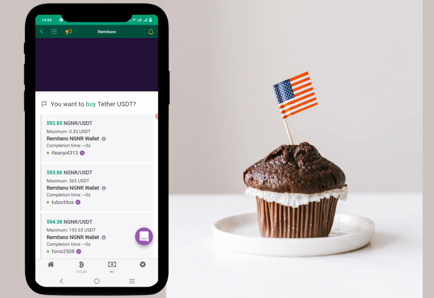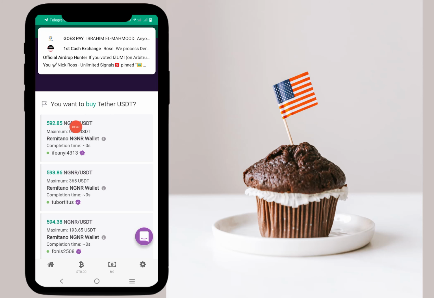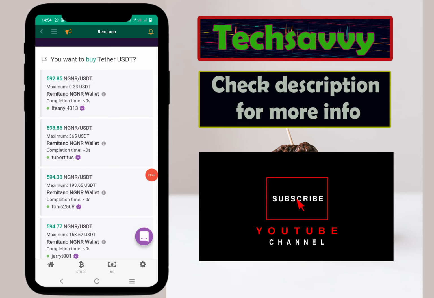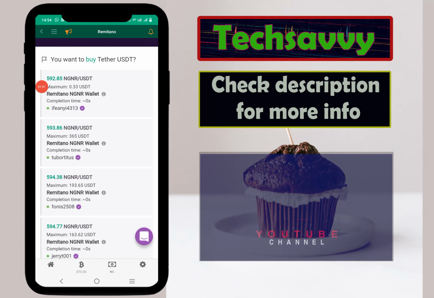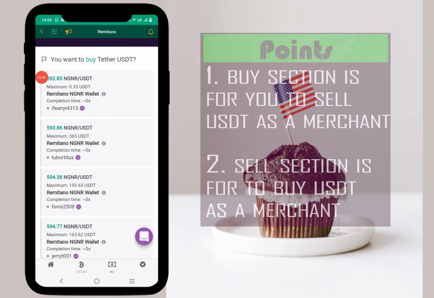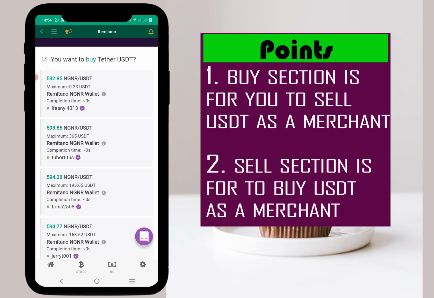If people can be able to see you here, like this guy, if you want to be among these people who are in the buy section, you will have to create a selling ad. So when you create a selling ad, you're simply telling people, please come and buy from me. I hope that explanation is very simple. So you do the opposite if you want to be in the buy section.